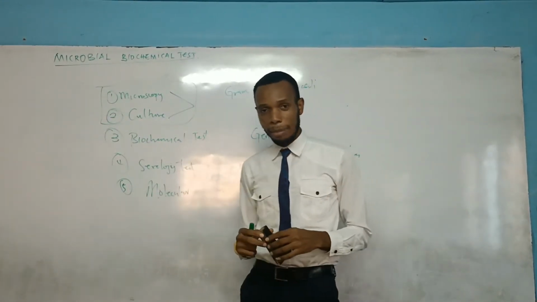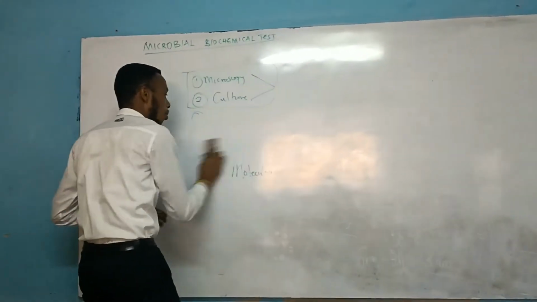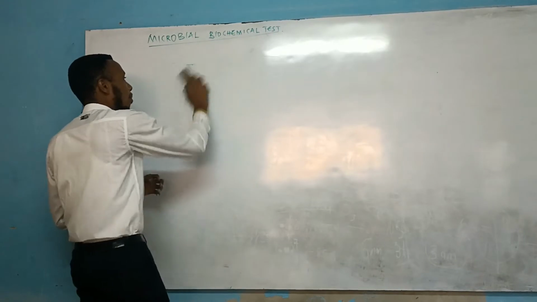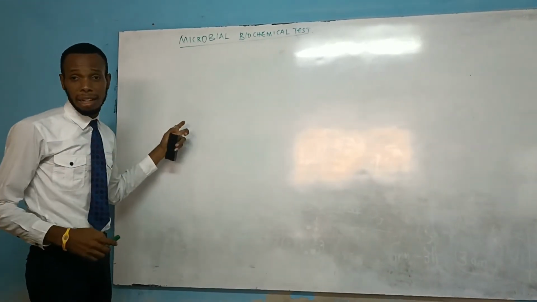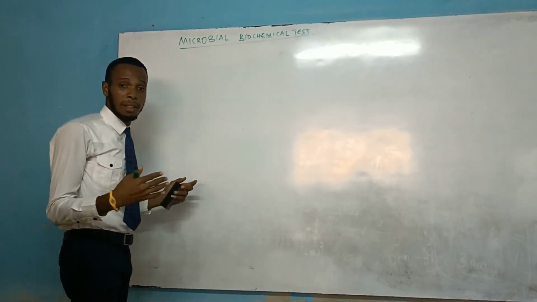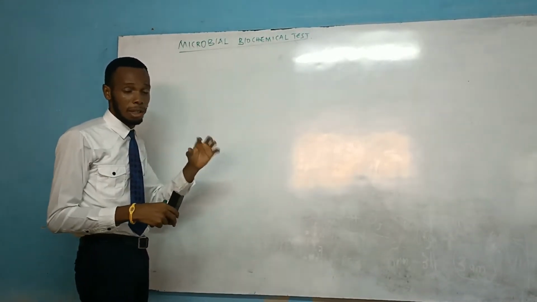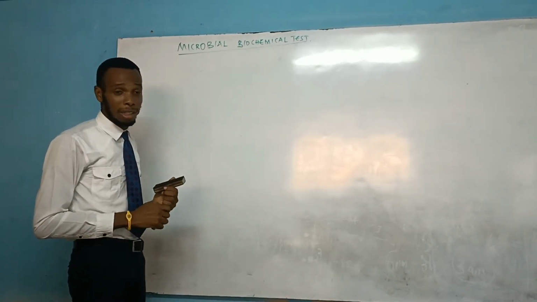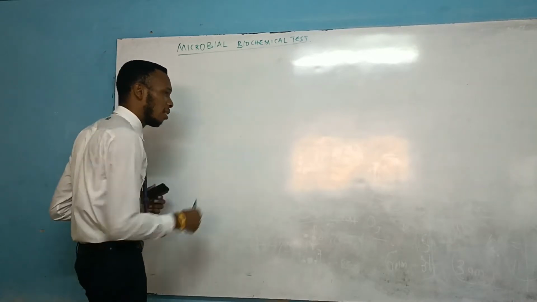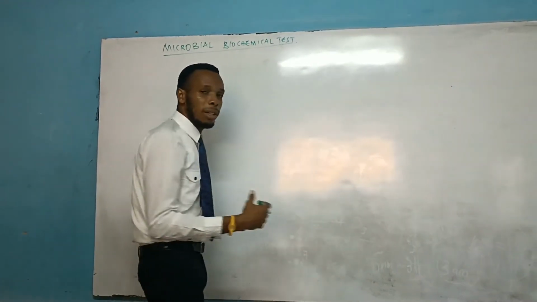Now, let's go straight to what we're doing today in the biochemical test. As I said earlier, we are trying to classify or identify the organism to the genus and the species level. There are several techniques that we can use to identify such organisms, which we'll be looking at in this video. I will list them out and then we will take them one after the other.